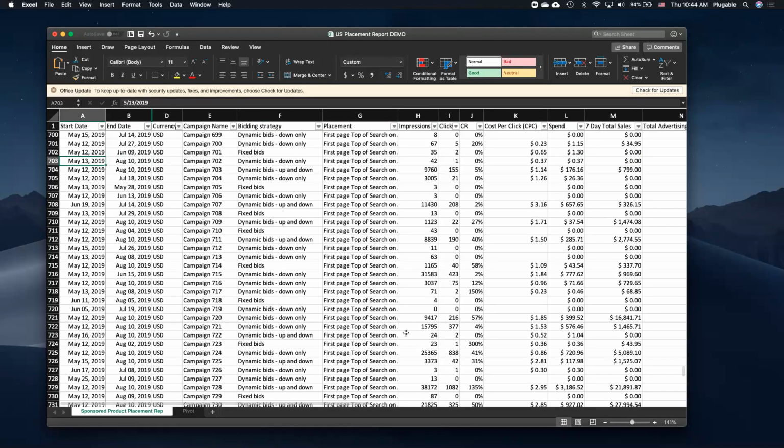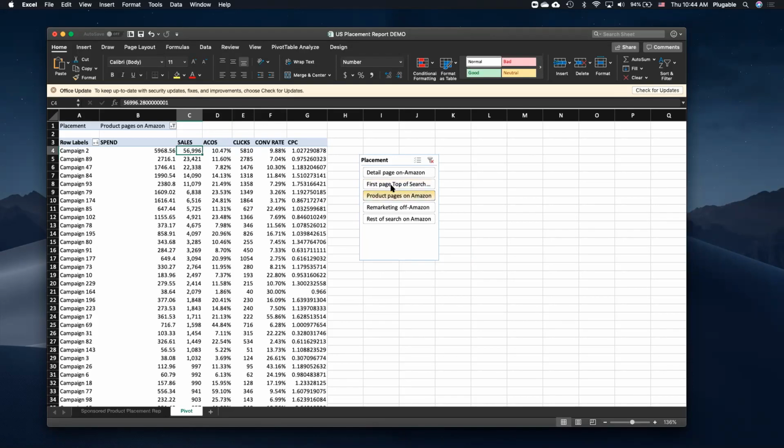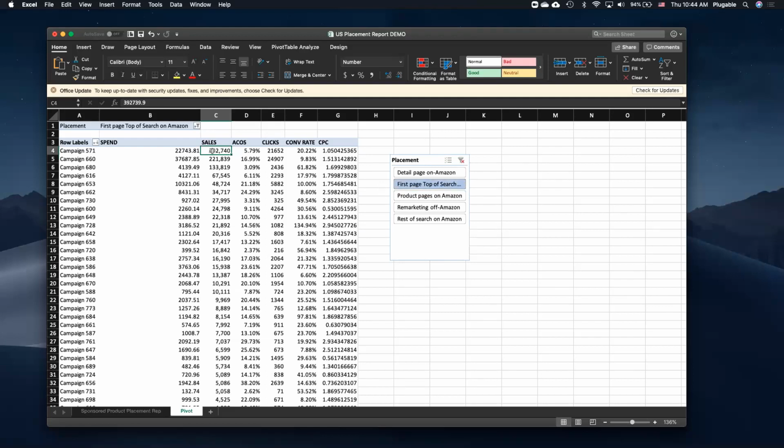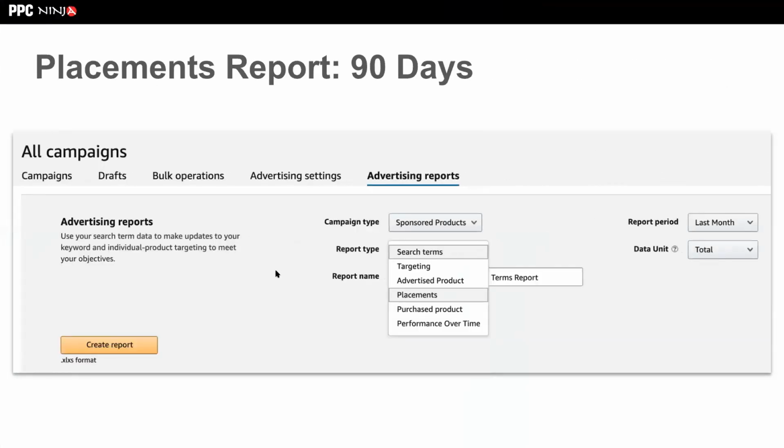Now, this is a huge report, pretty messy. It's really hard to learn anything from it unless you create a pivot table, which requires some Excel skills. But once you do that, you can create a slicer and separate out that same data and say, okay, let's look at first page top of search, see what the sales are, what the ACoS is, what the clicks were, what the conversion rate was, and what the CPCs were. And then you can always create averages to see, at this placement, what are my cost per clicks, or at that placement, what are my cost per clicks, etc. So all of that can be done with the placement report. And I really encourage you to download that and examine it.